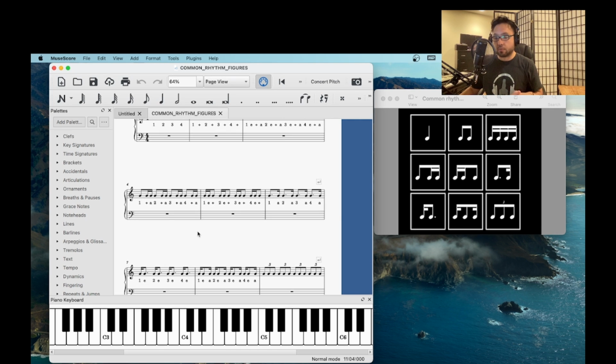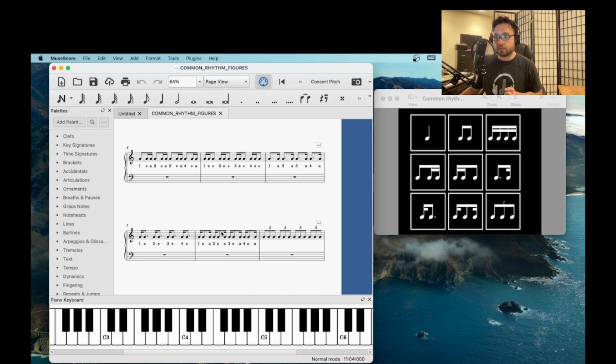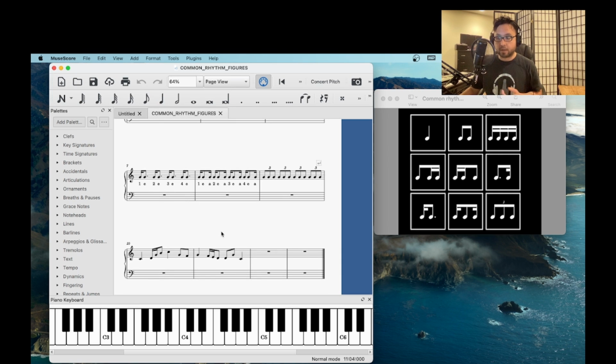You're going to find this over and over and over. At some point, you're just going to memorize them, even if you don't try. But you have to practice them.